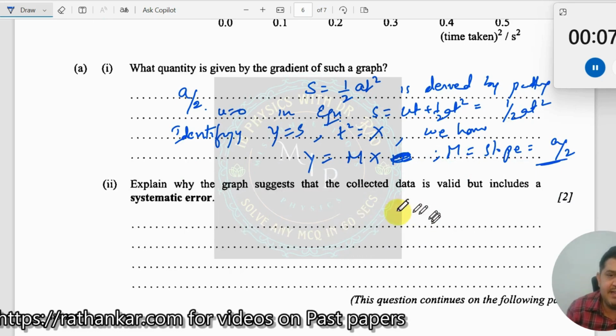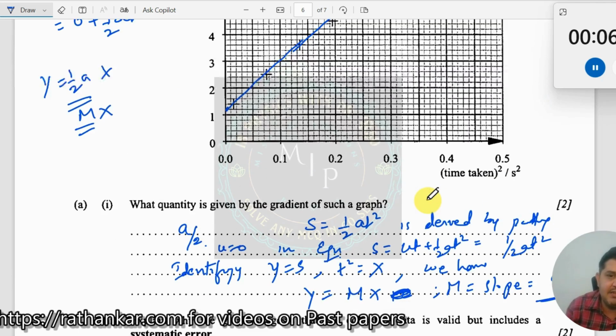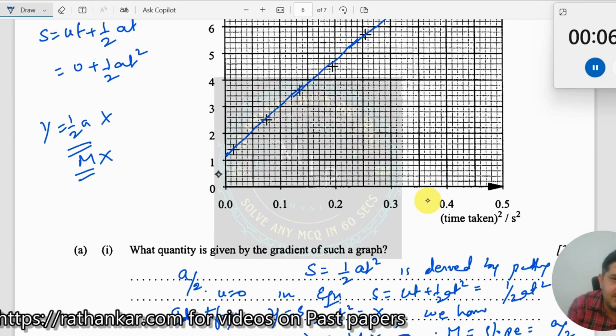Then, explain why the graph suggests that the collected data is valid but includes a systematic error. Why is there a systematic error? See, what should happen ideally? At time t equal to 0, s should also be 0. But is s 0 here? s is not 0, which means s is at some point over here. There is a systematic error which has been seen over here.